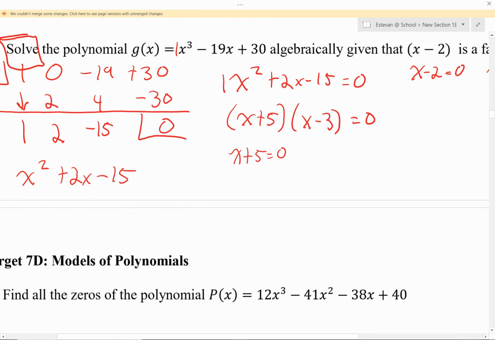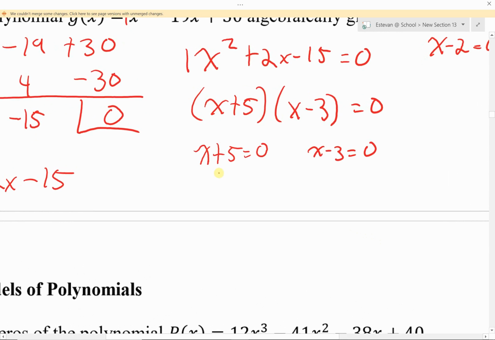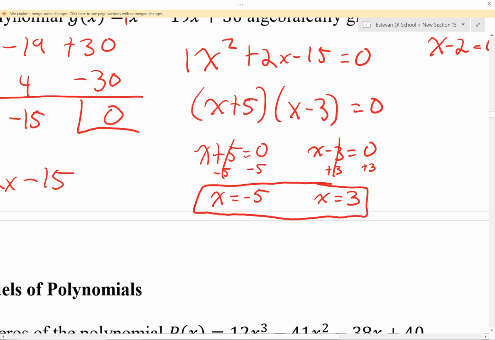So we have x plus 5 is equal to 0. X minus 3 is equal to 0. Solve for x. So we have to subtract 5 from both sides and add 3 to both sides. These will cancel, leaving us with x is equal to -5 and x is equal to +3. And there we go. Final answer. Box it.